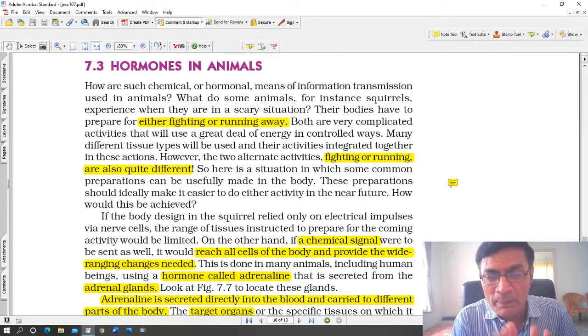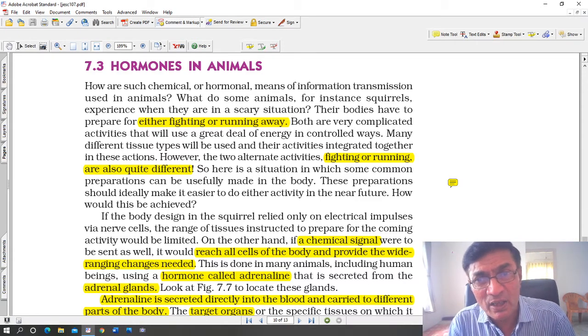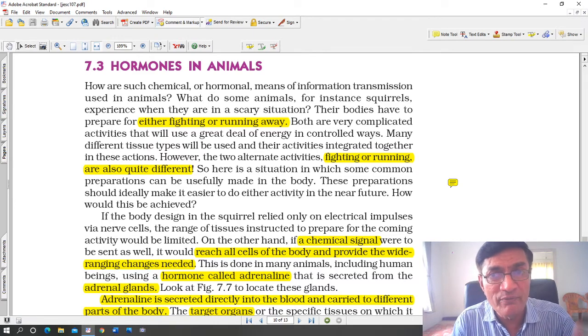Now this is a typical response. When you are scared, the adrenal glands, a pair of adrenal glands, will release a hormone called adrenaline. This adrenaline hormone will be released directly into the bloodstream. And what is its effect? The effect is that the heart begins to beat faster.